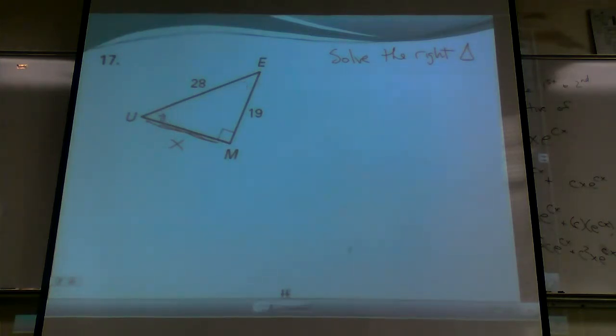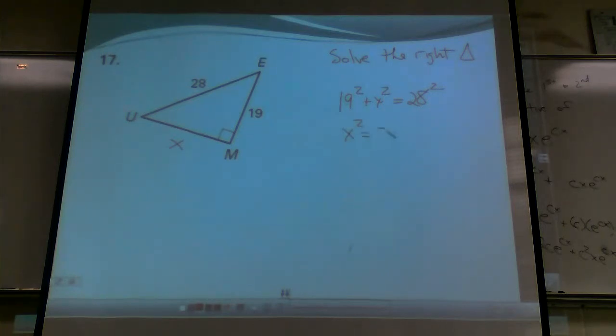I would assume most people would just set up the Pythagorean theorem to find this side right here first. That's probably going to be the most straightforward thing to do. So if I set up the Pythagorean theorem here, how would it look? Like, what things are squared, what gets added, and so on. And then you would just go about solving it.